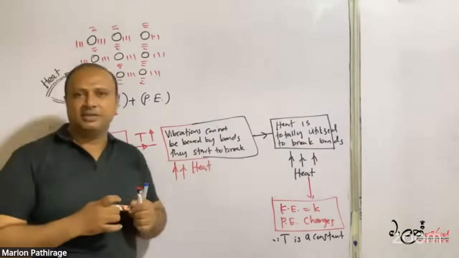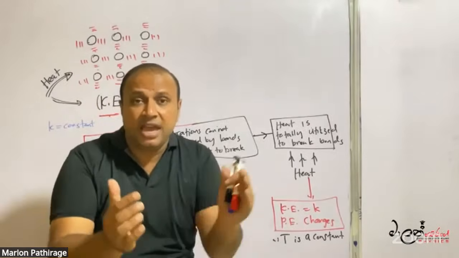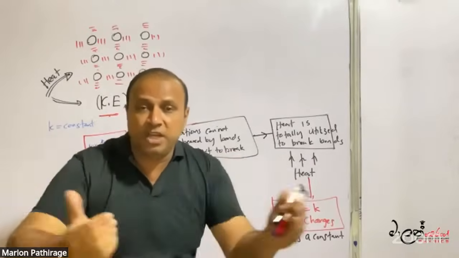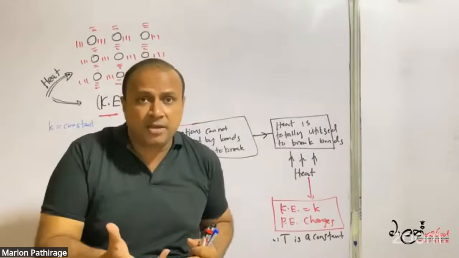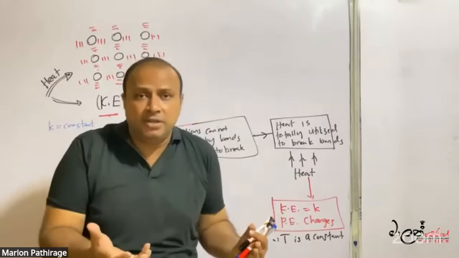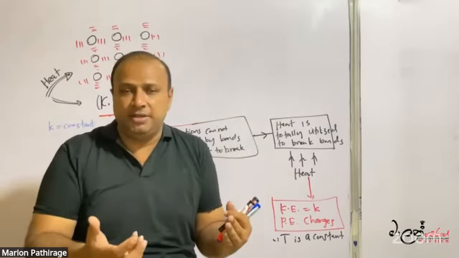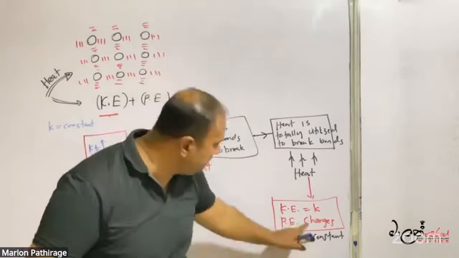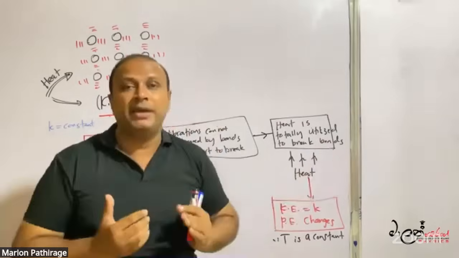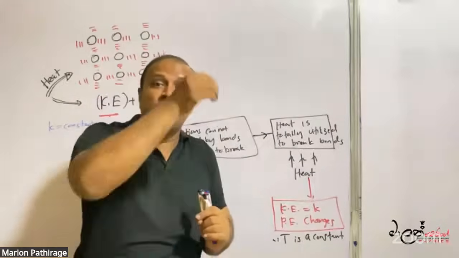Temperature is constant, but the object absorbs heat. We cannot observe a temperature increment, but this object absorbs heat. That heat is utilized to break the bonds.